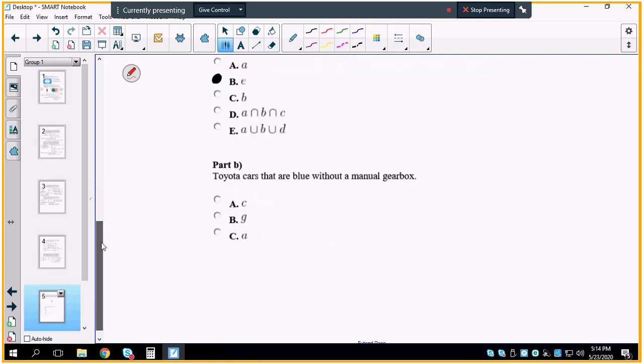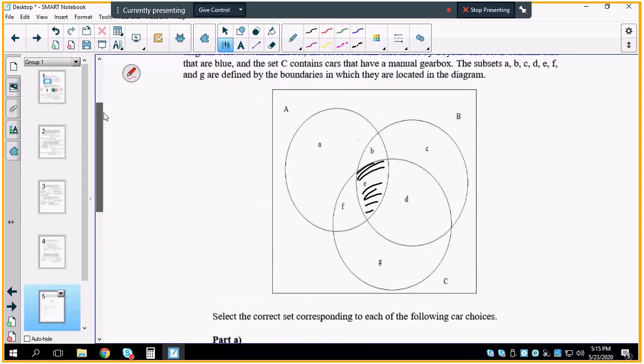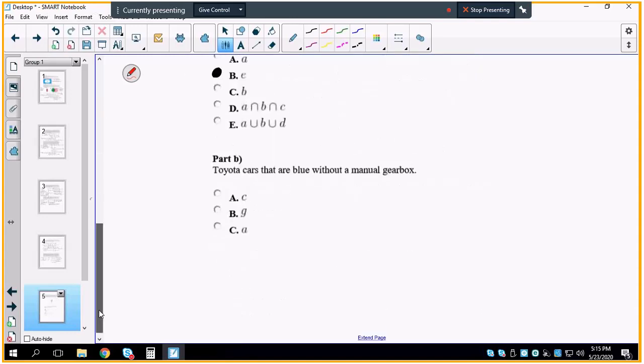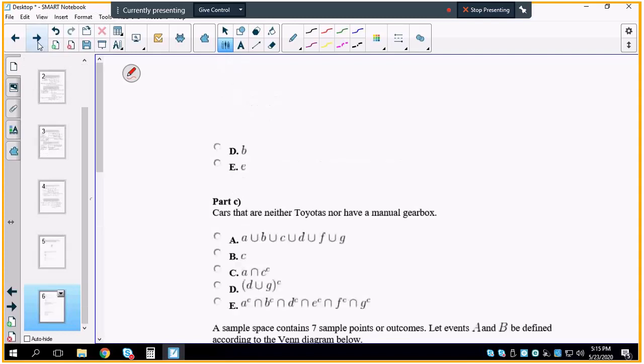Part 2 is asking you Toyota cars that are blue without manual gearbox. So now I want Toyota cars that don't have manual gearbox. So I want the overlap of A and B, but it cannot have manual gearbox. So that should be only this portion. And you know that that is B, so you will go ahead and answer your question for this one. The right option is going to be B.